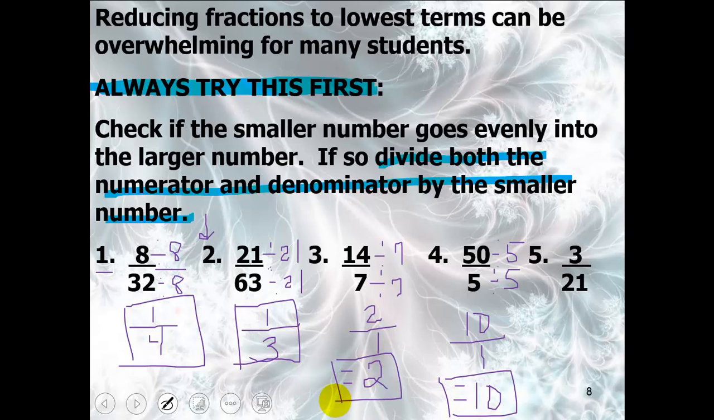Number 5, 3 over 21. Does 3 go evenly into 21? Yes, it does. So I'm going to divide top and bottom by the smaller number, and I get 1 over 7, and that's my final answer. Okay, we're going to keep going.